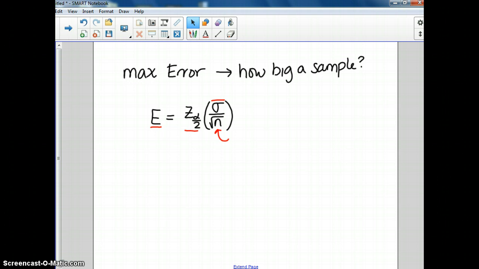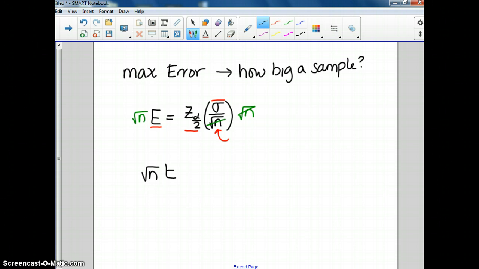So if I want to solve this equation for n, the first thing we're going to do to both sides is multiply both sides by the square root of n to get it up to the top and get it out of that fraction. If we have the square root of n times e equals, I'm just going to write z because I'm lazy, times sigma, then if I want to solve for n, I need to divide that e over. And then in order to get rid of the square root, I'm going to need to square both sides.